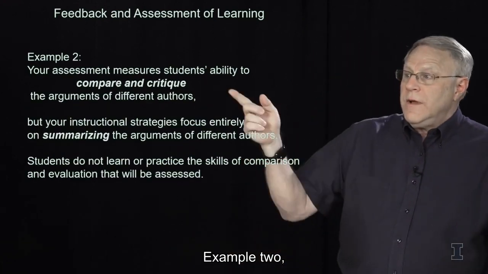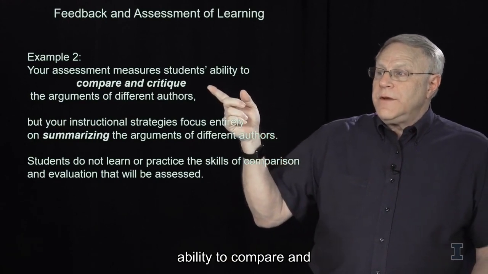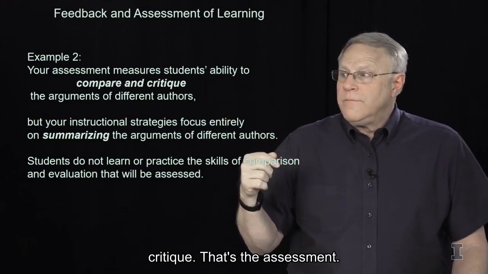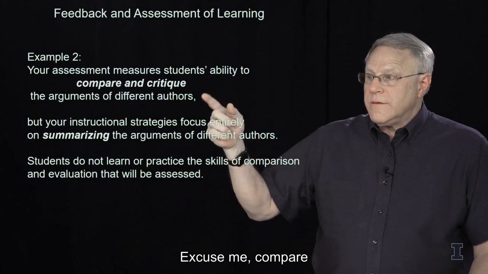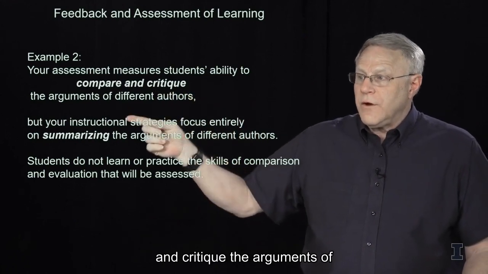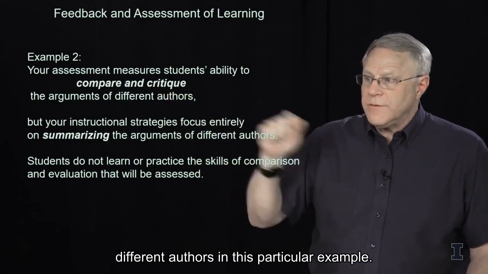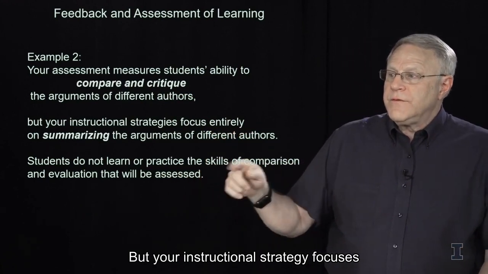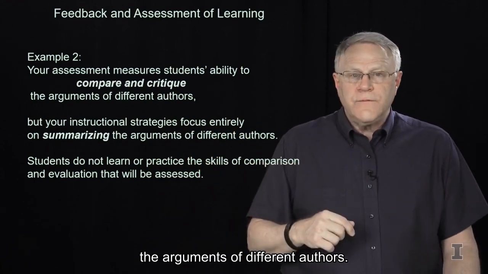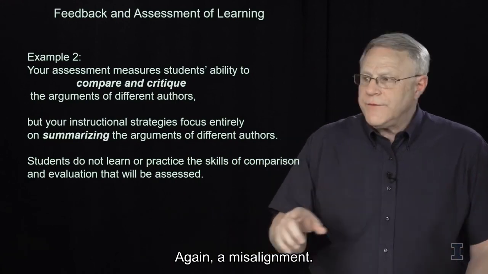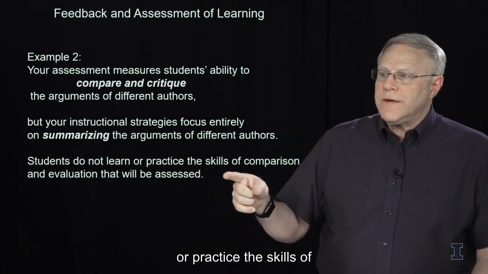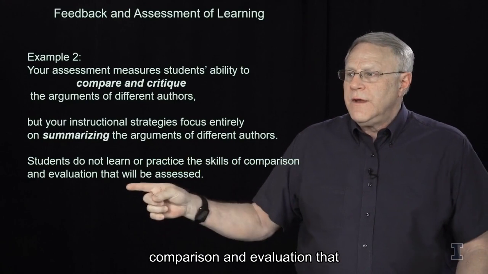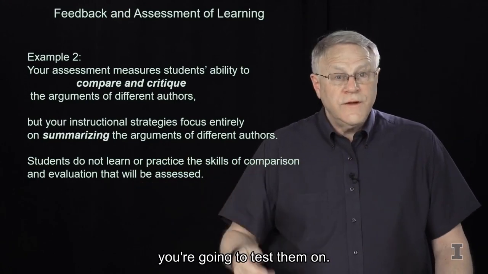Example two: your assessment measures student ability to compare and critique the arguments of different authors. That's the assessment. But your instructional strategy focuses entirely on summarizing the arguments of different authors. Again, a misalignment. The students do not learn or practice the skills of comparison and evaluation that you're going to test them on.